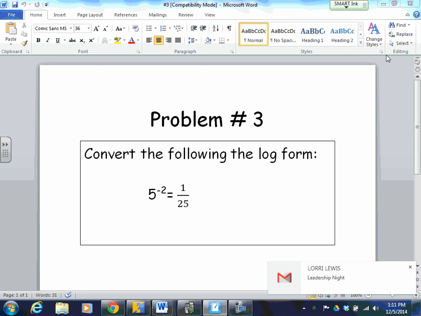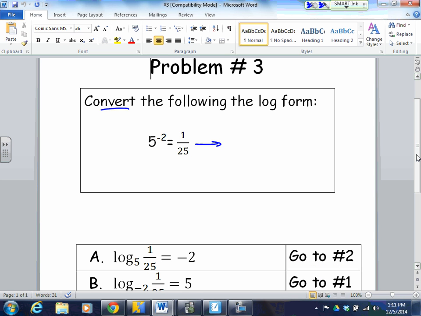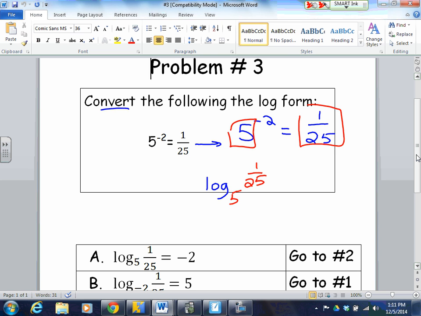Problem 3, convert into log form. Oh, good, a quick one. So this one just wants us to convert it, just rewrite it, right? Right now it's written as an exponent. It's written as 5 to the negative 2 equals 1 over 25. So log form would be log, okay, what's the base? Here's my base. Okay, I know that it equals the exponent, so the negative 2 is on the other side. So the 1/25th is the thing we're taking the log of, and it equals the exponent.